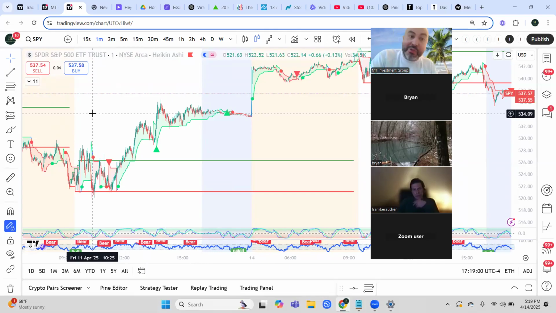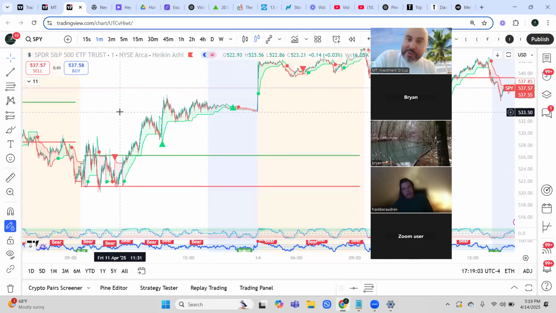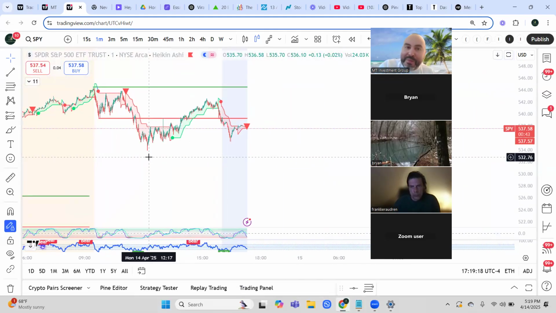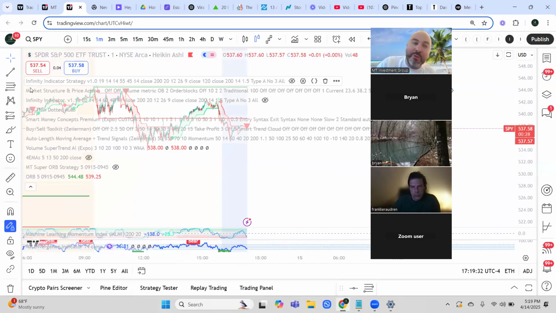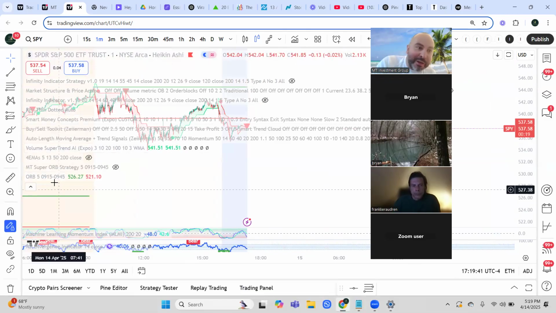They all work to an extent. So that's the ORB indicator. Simple as that. I can go into the infinity indicator. I've done a few videos on the infinity indicator as well. What I would like to do in the near future, if I can get it, is to have the infinity indicator and this indicator merged into one. Whether that's a reality or not, we'll see.